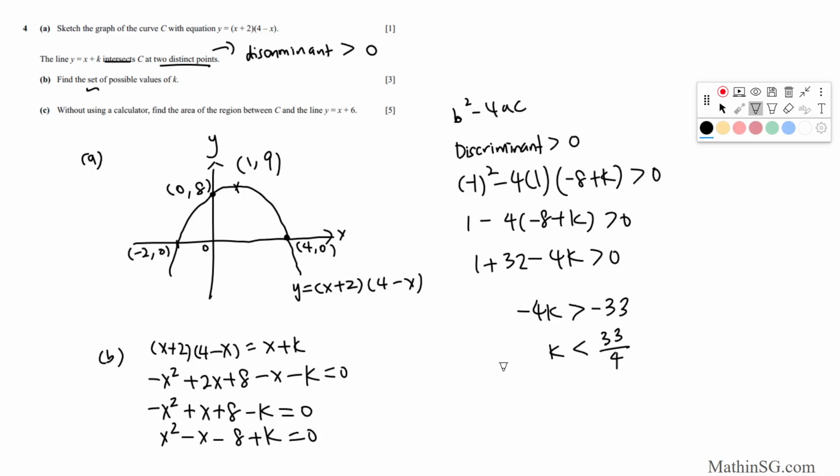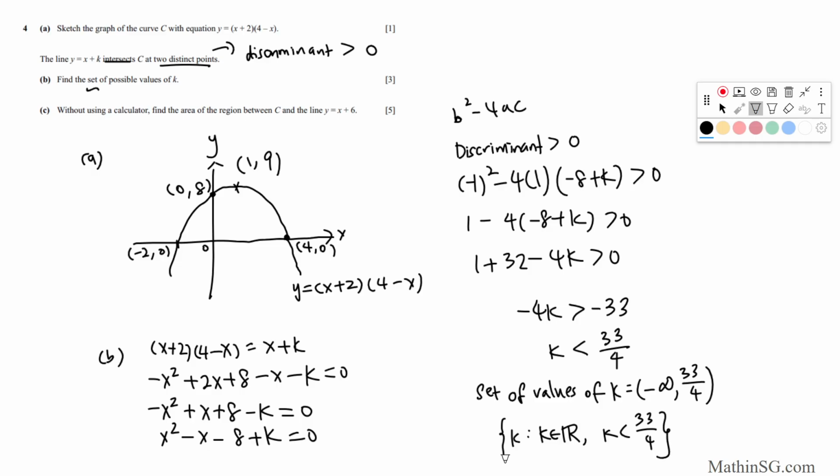So we need to write it in set notation. Set of values of k. So k is from negative infinity all the way to 33 over 4. Or you can write it as k, k is real, comma, k is lesser than 33 over 4. This is also another way of writing it in set notation. This or this are both correct. Okay.